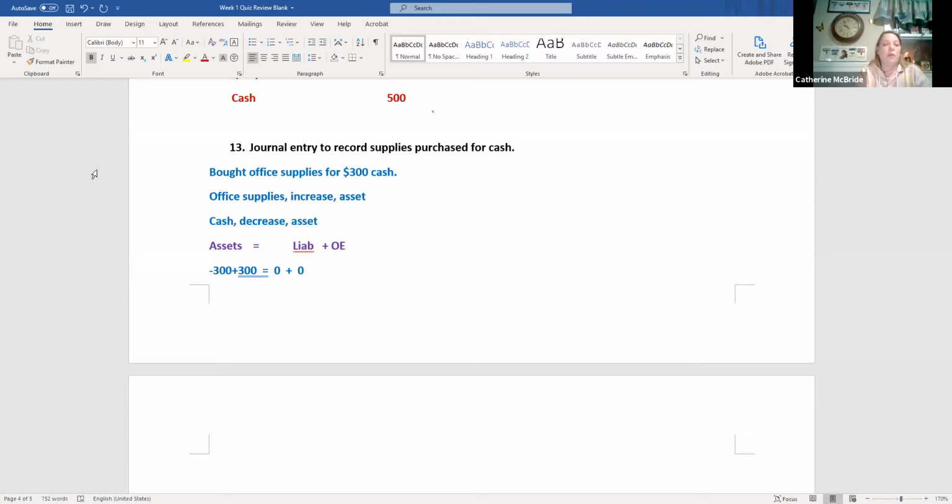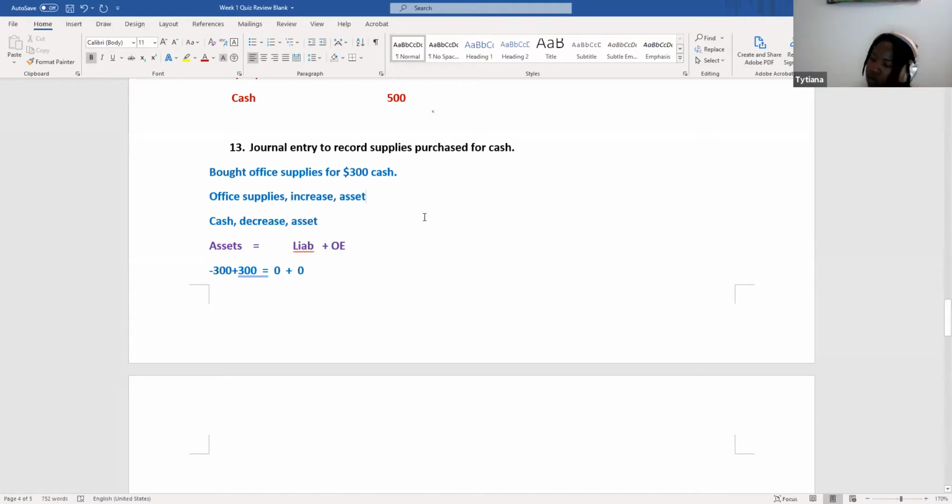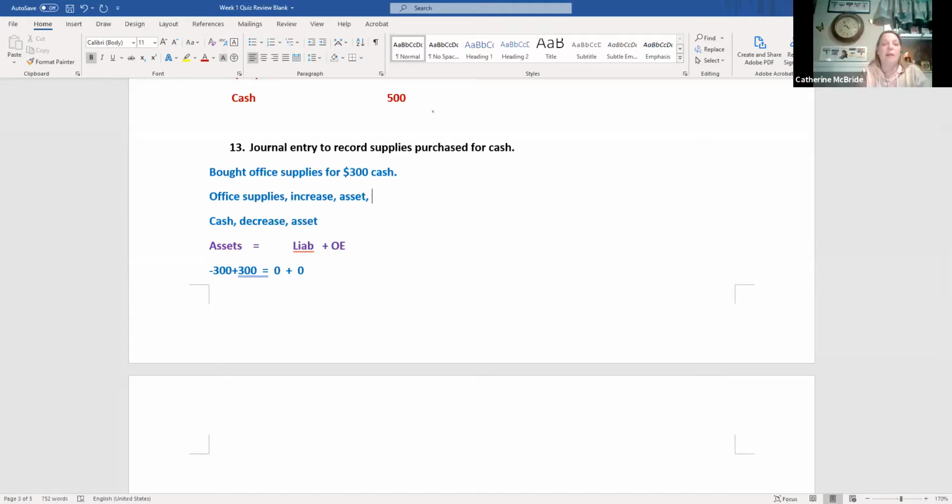So we are going to... If I increase an asset, do I debit it or credit it? Debit. Decrease an asset, do I debit it or credit it? Credit. I'm going to credit. Yeah, no, you're right. You're totally right. Even though they're both assets, that's okay. That's what we just looked at with the accounting equation.